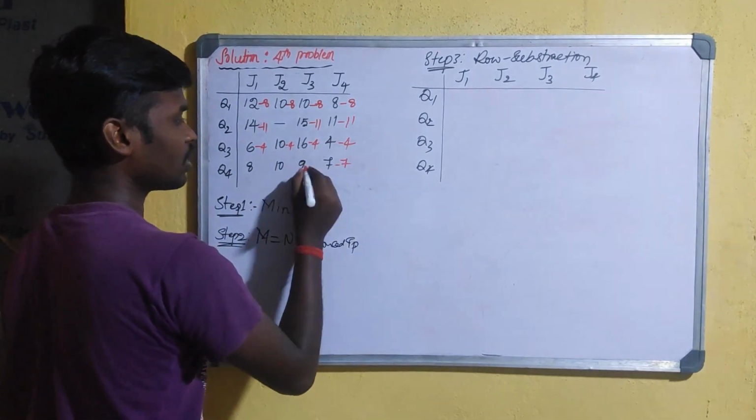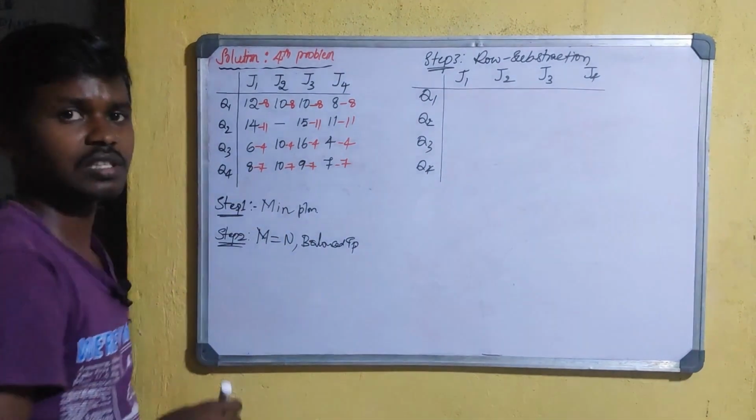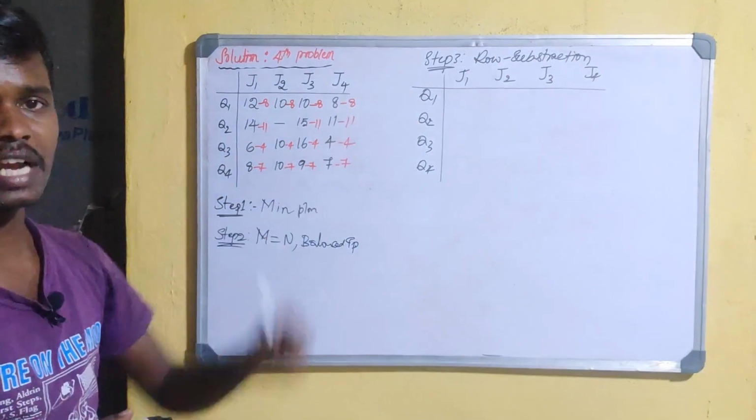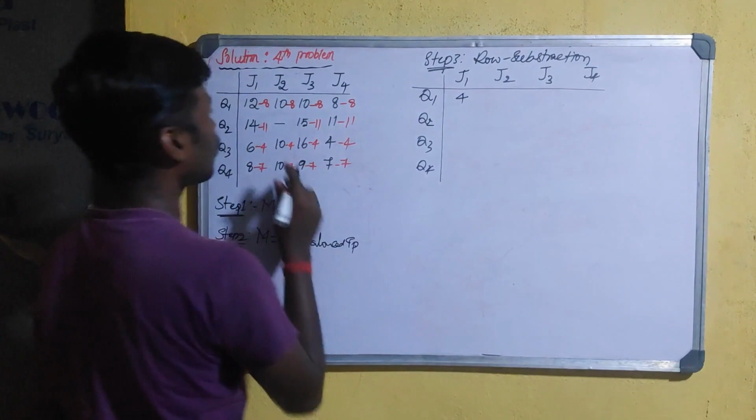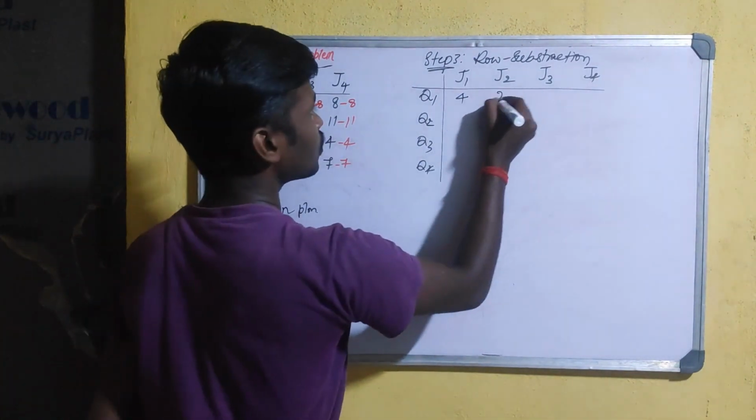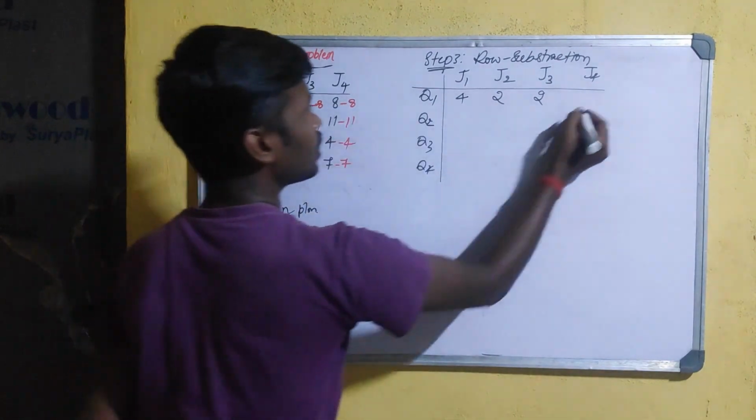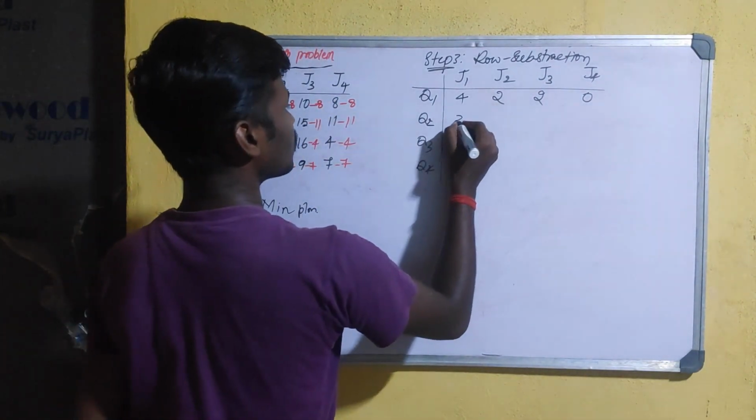Therefore 7 minus 7, 9 minus 7, 10 minus 7 and 8 minus 7. Okay, now we have to simplify this matrix to get the row subtracted table. See, 12 minus 8, you will get 4. 10 minus 8, 2. Next, 10 minus 8, 2. 8 minus 8, 0. Next, 14 minus 11, 3.